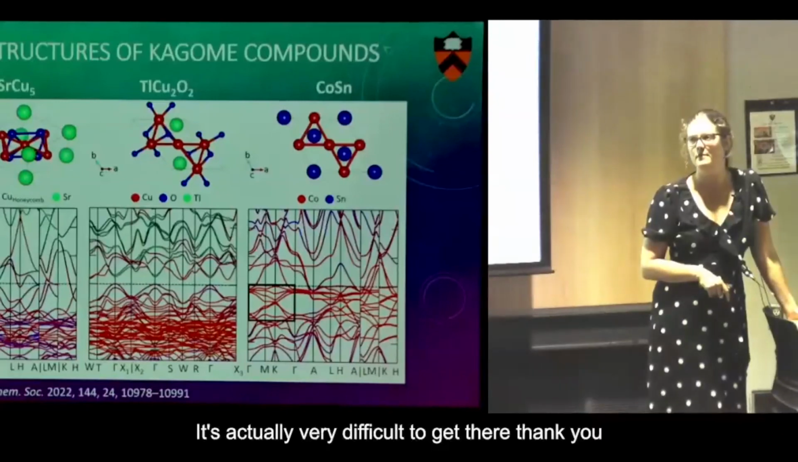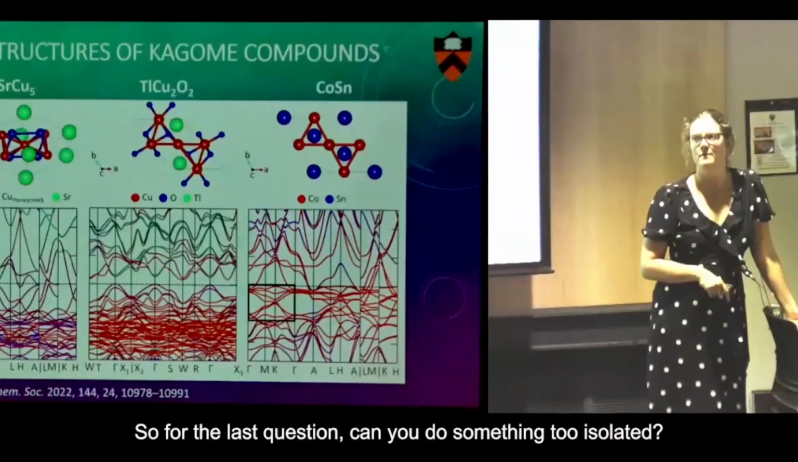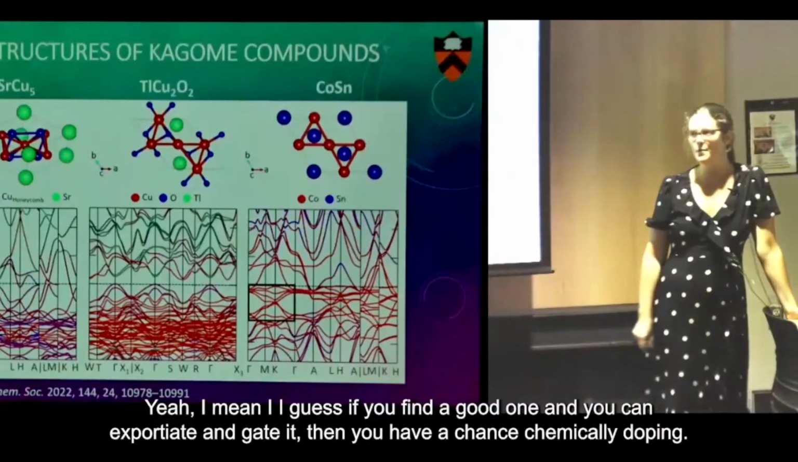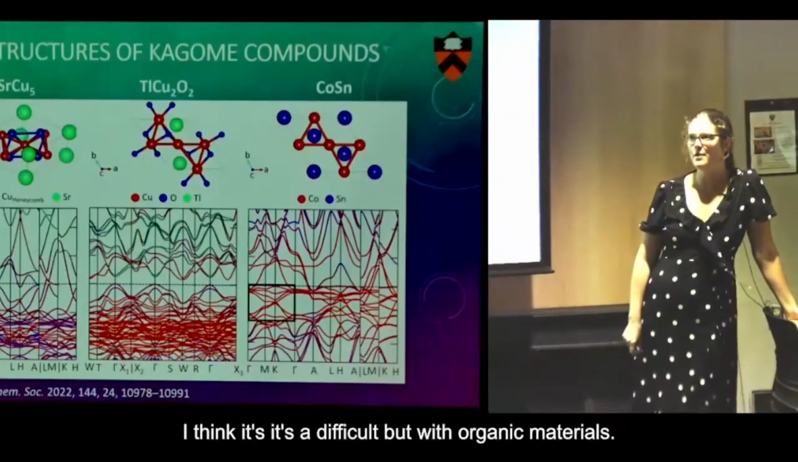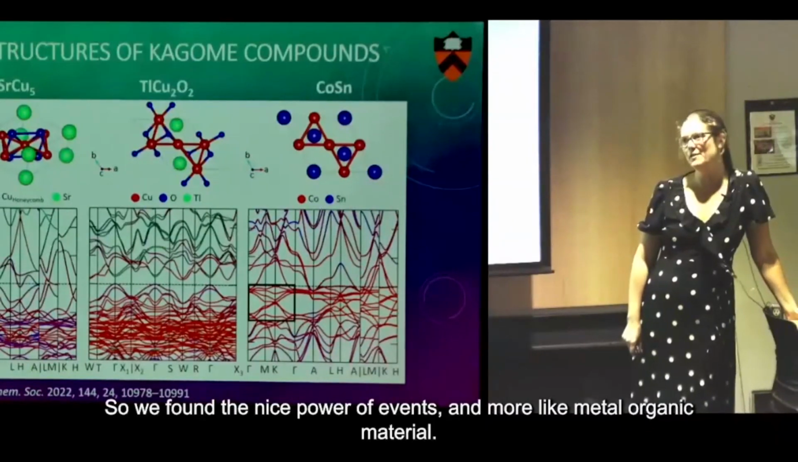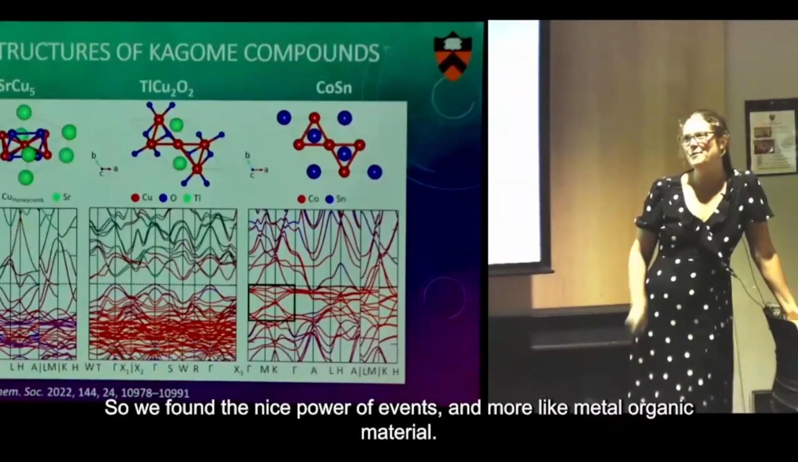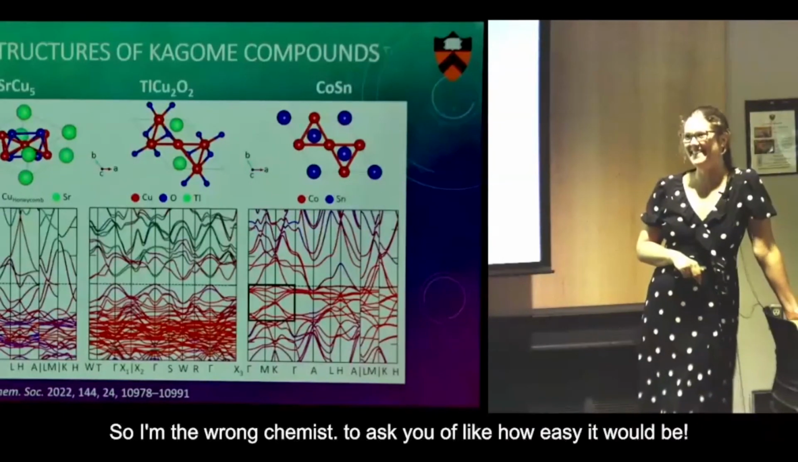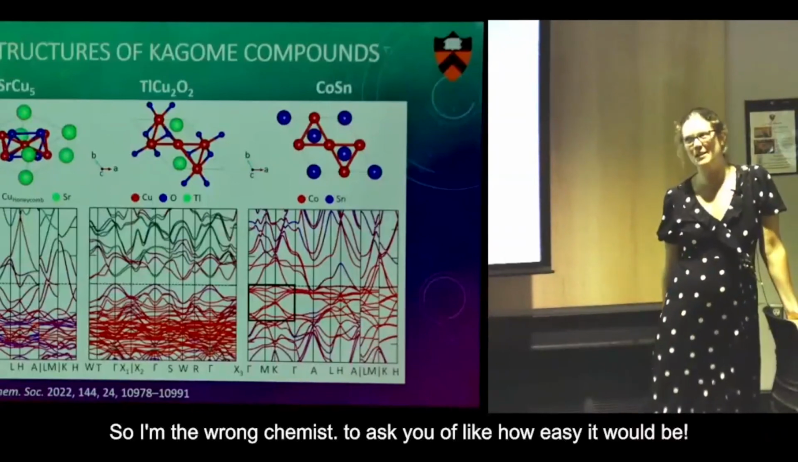I don't have a question, just a follow-up to the last one. Can we do something to isolate the different bands? Let's say you exfoliate this material and apply a displacement field. Yeah, I guess if you find a good one and you can exfoliate and gate it, then you have a chance. Chemically doping, I think, is difficult. With organic materials, exfoliation is sometimes challenging. Maybe you can grow a film. We found the nice Kagome bands in more metal-organic materials. So I'm the wrong chemist to ask how easy it would be to gate it. But yeah, I don't think it's impossible.